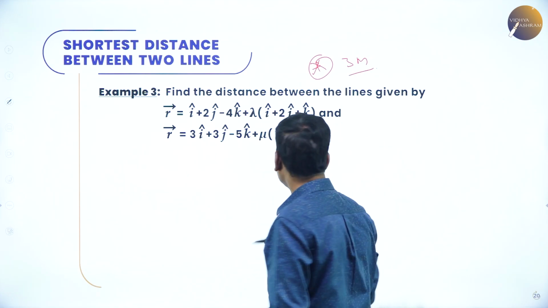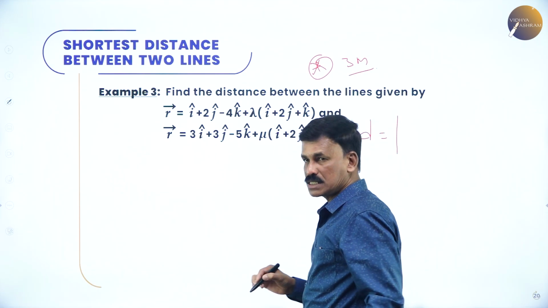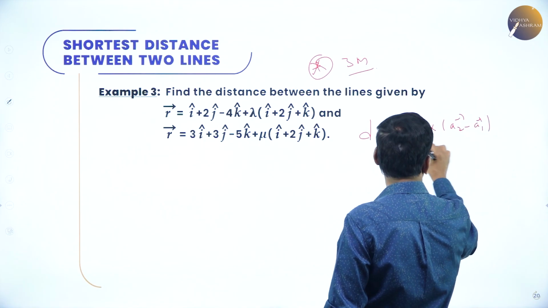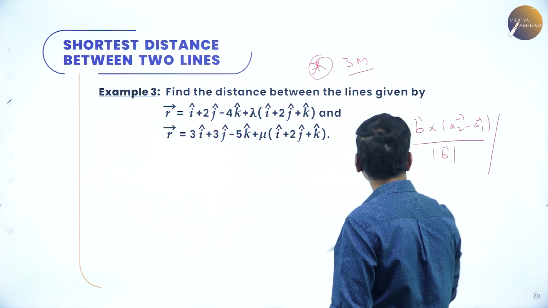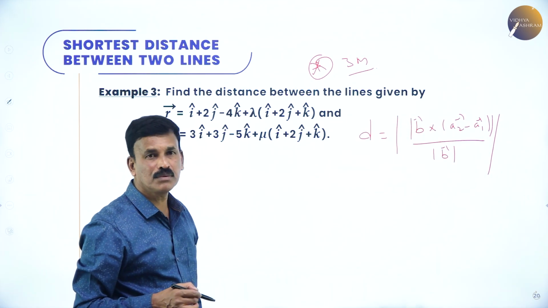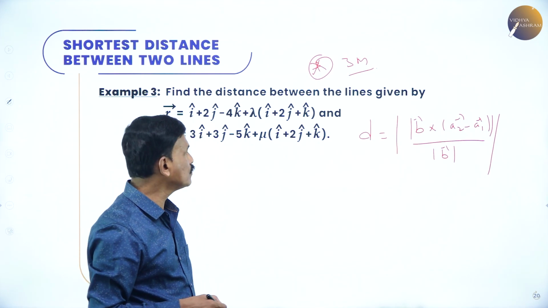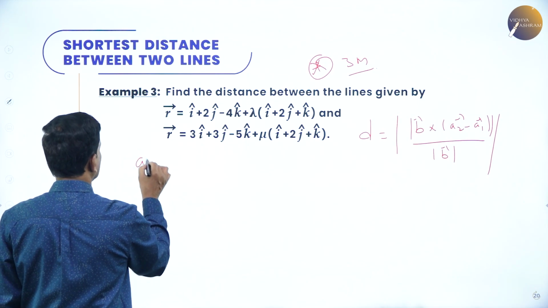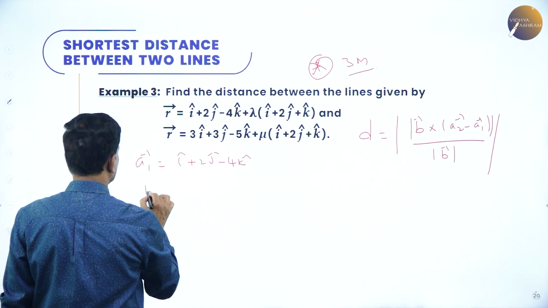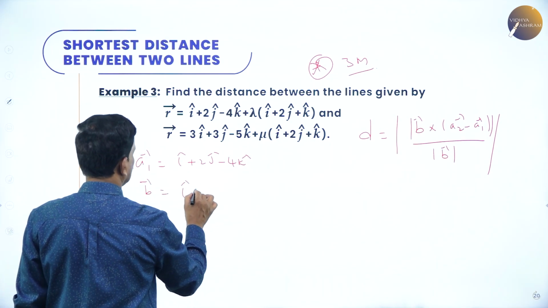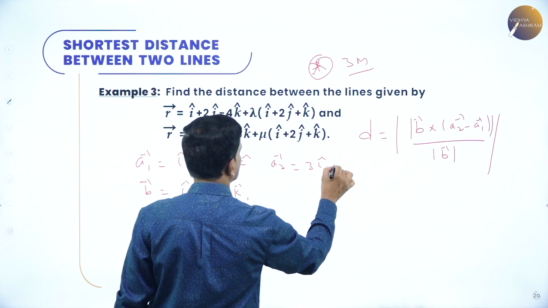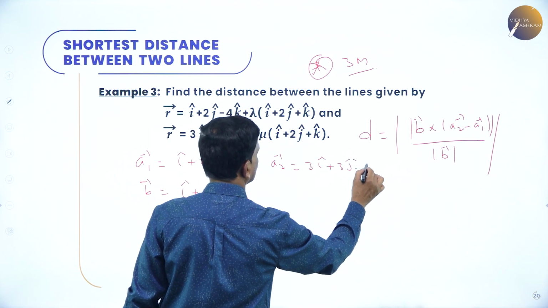So, the shortest distance between these two parallel lines is given by the distance d is equal to, yes, mod of vector b cross a2 minus a1, divided by length of vector b. That's it. So, the length of vector b cross a2 minus a1 divided by length of b will give the distance between these two parallel lines. Now, what is a1 here? This is a1. a1 is vector i plus 2j minus 4k, and vector b is same. This is i plus 2j plus k, and vector a2 is equal to 3i plus 3j minus 5k.